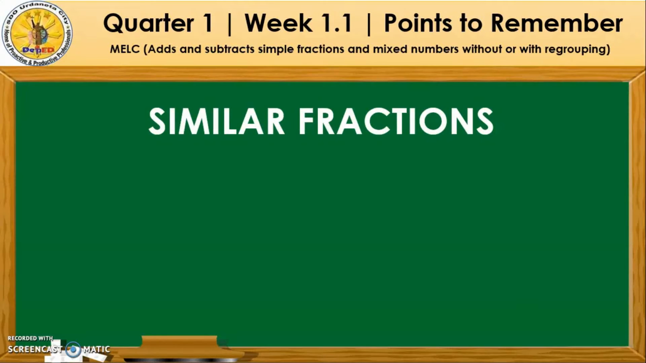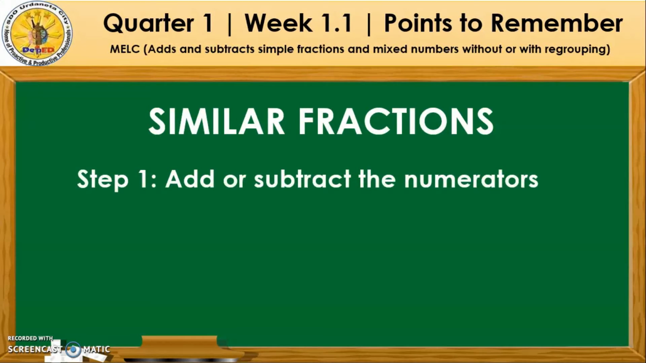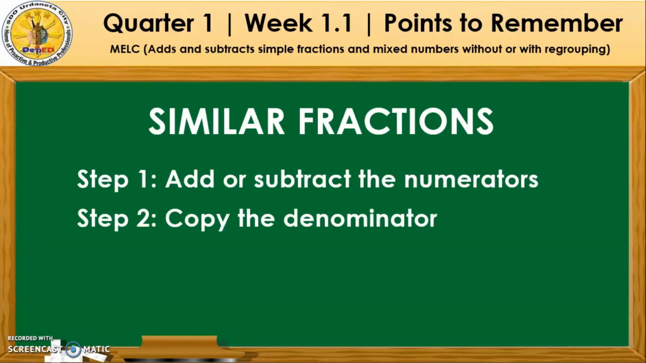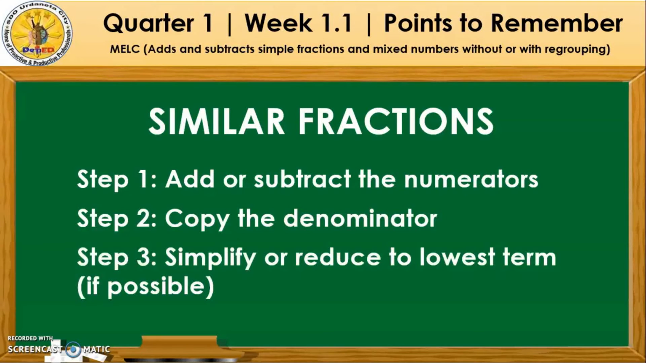In adding or subtracting similar fractions, here are the simple steps that we need to follow and that can help us easily to add or subtract fractions with common denominators. First, we add or subtract the numerators. Then, we copy the denominator. And finally, we simplify or reduce the fraction to its lowest term only if possible.